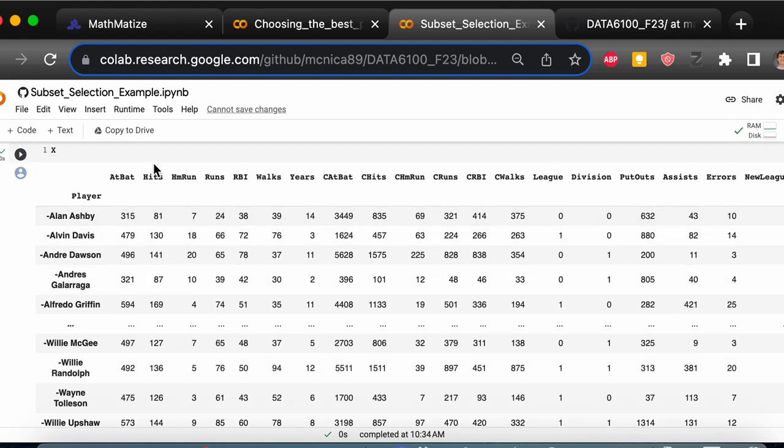How many times were they at bat? How many hits did they get? How many home runs did they get? I don't know. These are numbers that have something to do with baseball. I don't really know it.